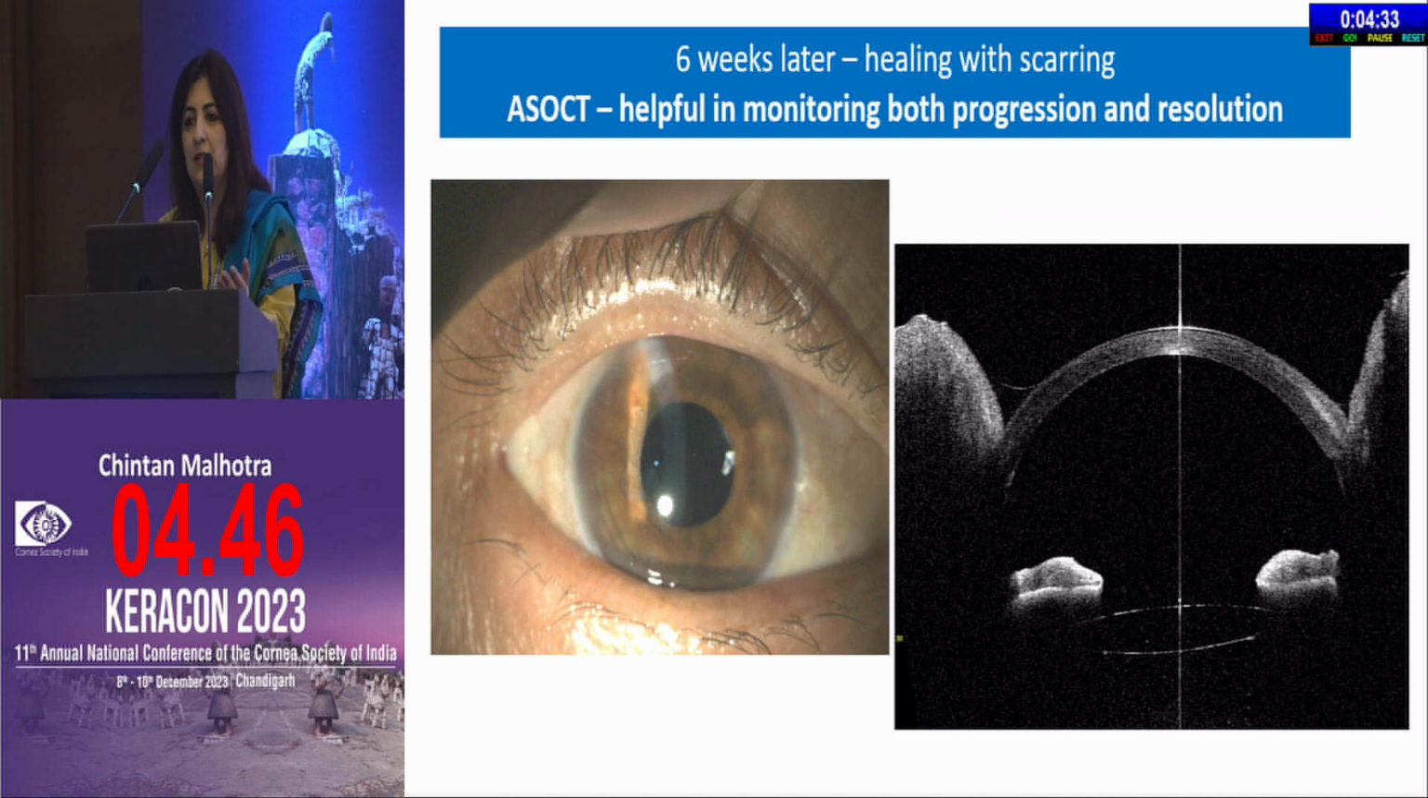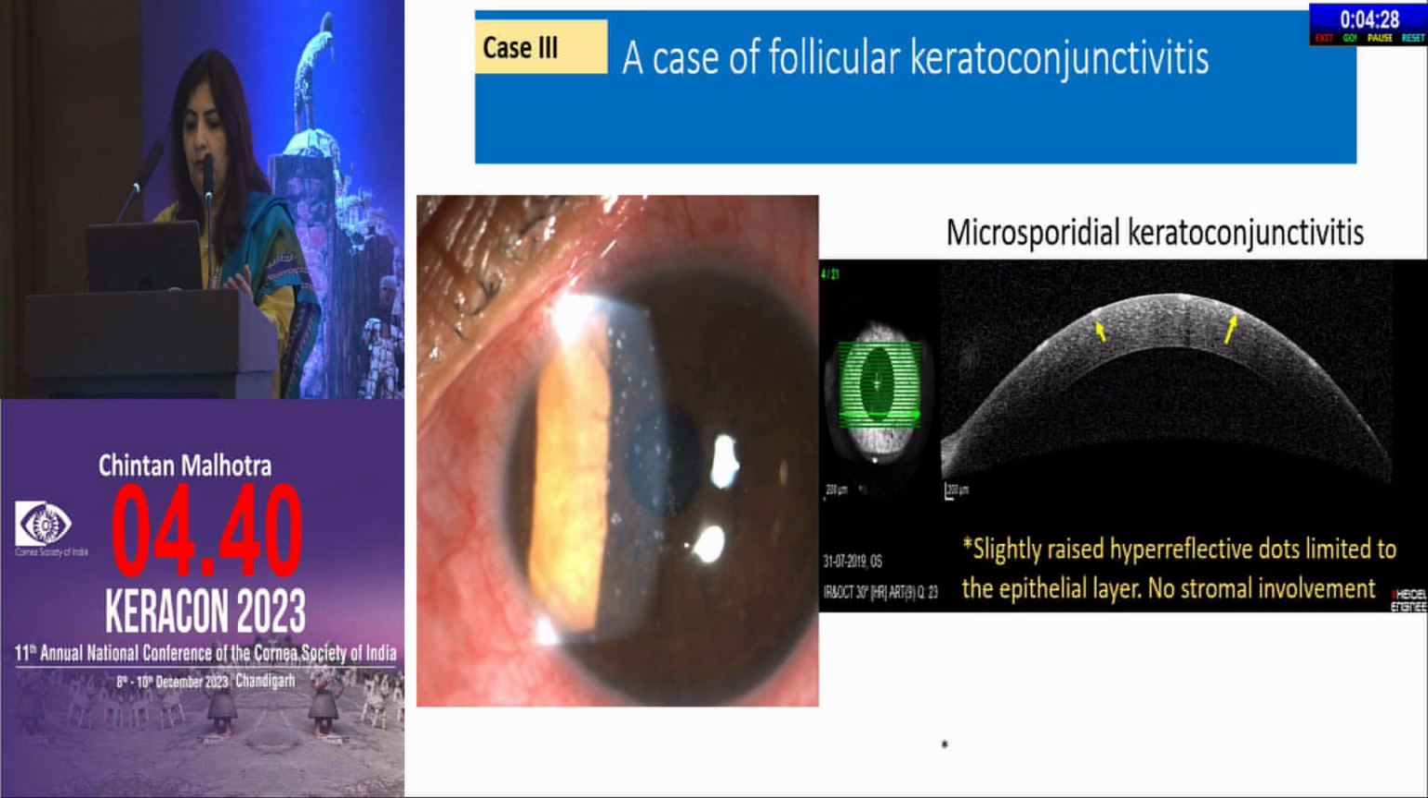And so in this case, to quite an extent, the ASOCT was helpful in monitoring both progression and resolution. And this is a case of follicular keratoconjunctivitis, clinically with coarse punctate epitheliopathy. Classic for microsporidia. The ASOCT also shows us the classic lesions which are limited to the epithelium and not going into the stroma. So there are various etiologies.